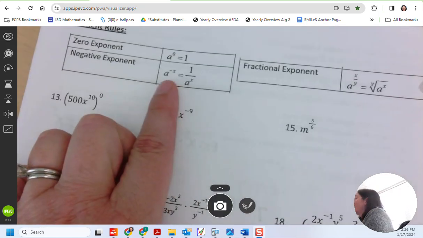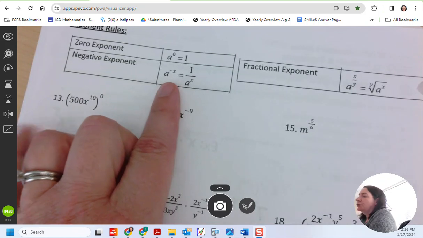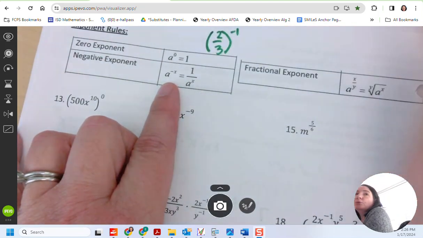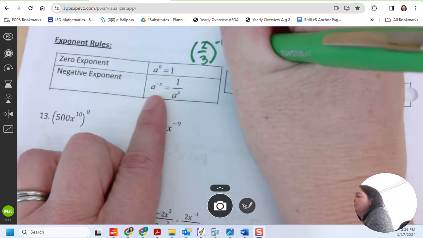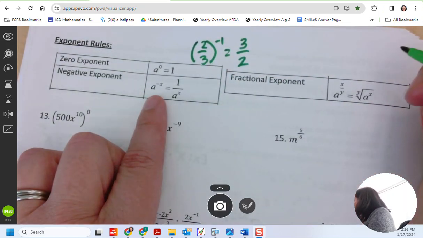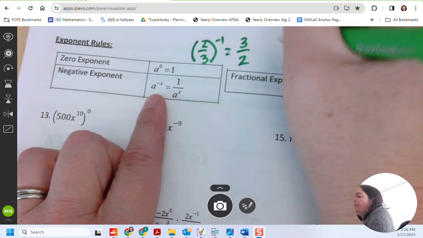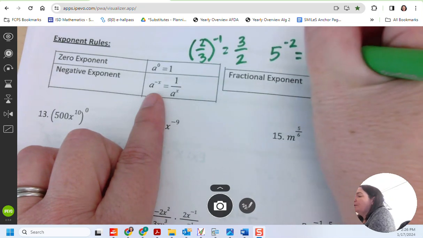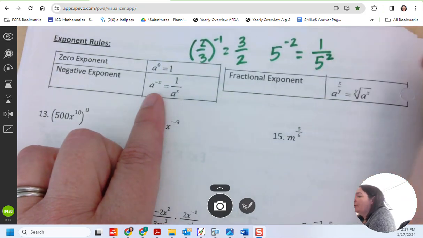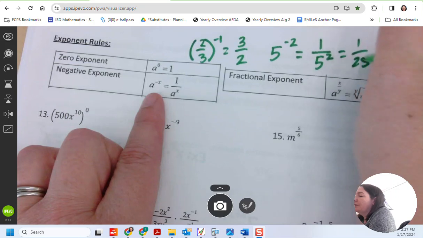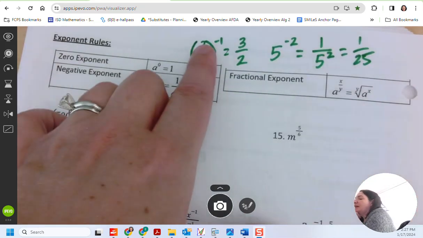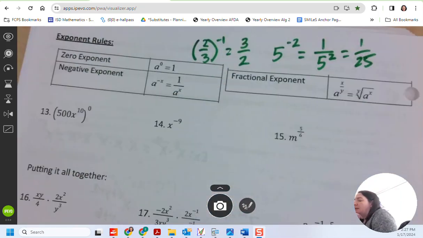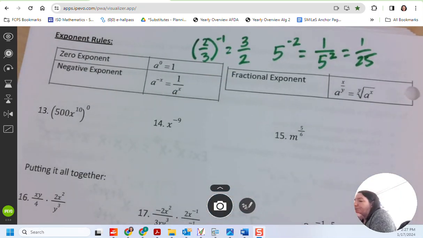All right, when you have a negative exponent, it gives you the reciprocal. So for example, if I had 2/3 to the negative 1, that is going to give me the reciprocal, which is 3/2. If I had 5 to the negative 2, it's going to give me the reciprocal of 5, 1/5, but then squared. So that would be 1 over 25. So anytime you have a negative exponent, it gives you a reciprocal. And then it's going to be the positive exponent.